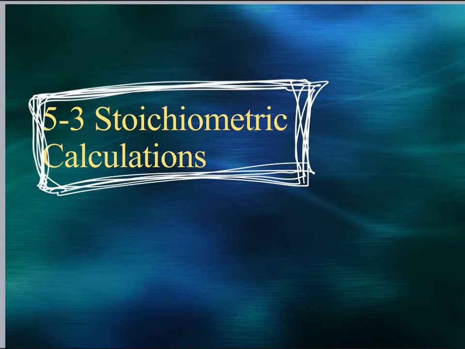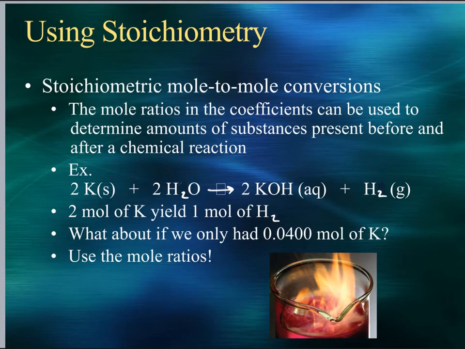So, stoichiometric calculations. There are different types of stoichiometric calculations. There's 1 step, 2 steps, and 3 steps. I'm going to show you the order in which to solve them, and if you follow that, you should not make any mistakes. So a stoichiometric mole-to-mole conversion. The mole ratios and the coefficients can be used to determine amounts of substances present before and after a chemical reaction. In the last section, that's what I talked about.